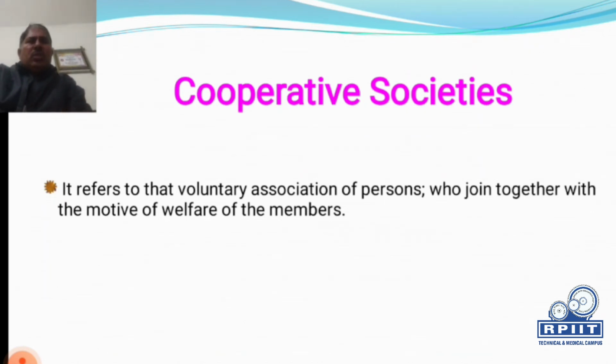Another form of business organization is cooperative societies. It refers to a voluntary association of persons who join together with the motive of welfare of the members.